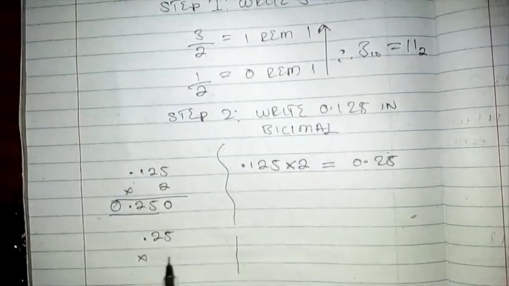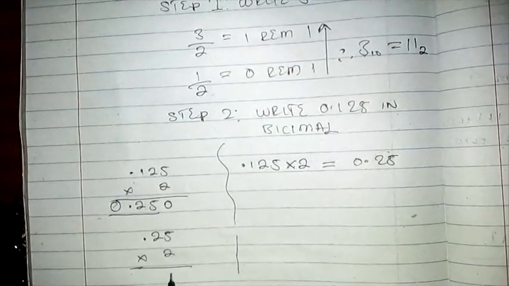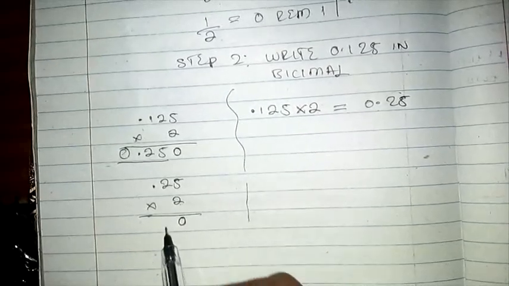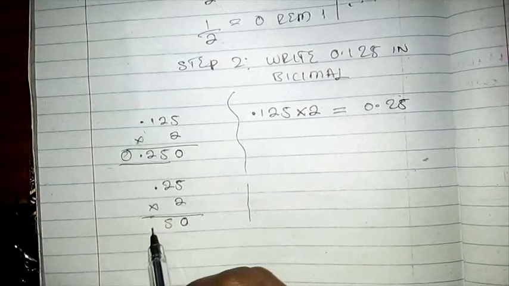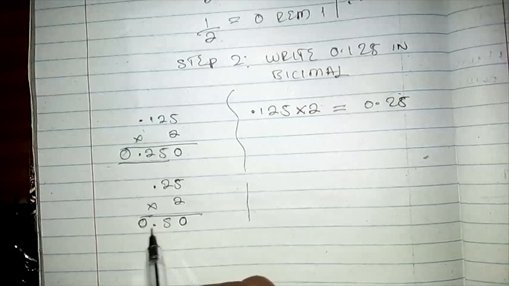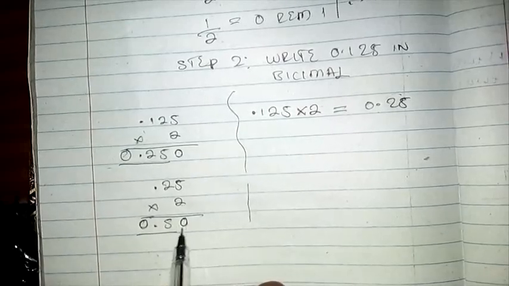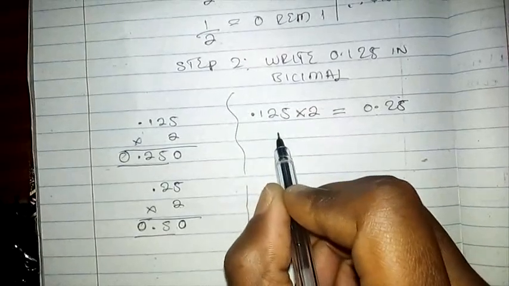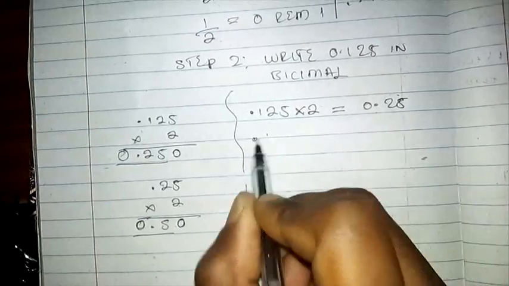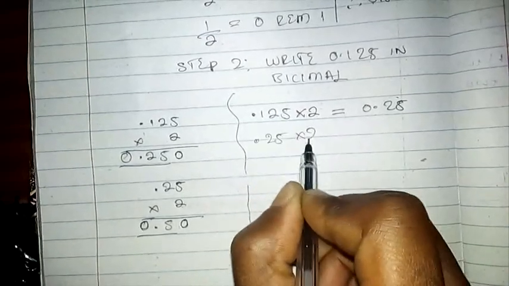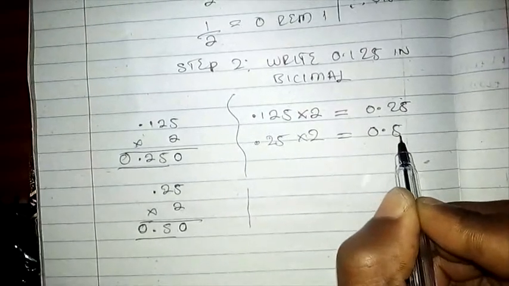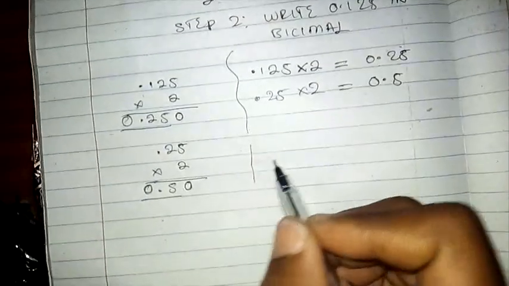We're going to get this 0.25 and multiply it also by 2. What is 2 times 5? It's 10, so 0, remainder 1. 2 times 2, it's 4 plus that 1, 5. Since there is a 0 here, 2 times 0, it's a 0. So we're going to have 0.25. This 0 is not significant. So 0.25 multiplied by 2 equals 0.5. Since this part is not 0, we have to continue with our multiplication.